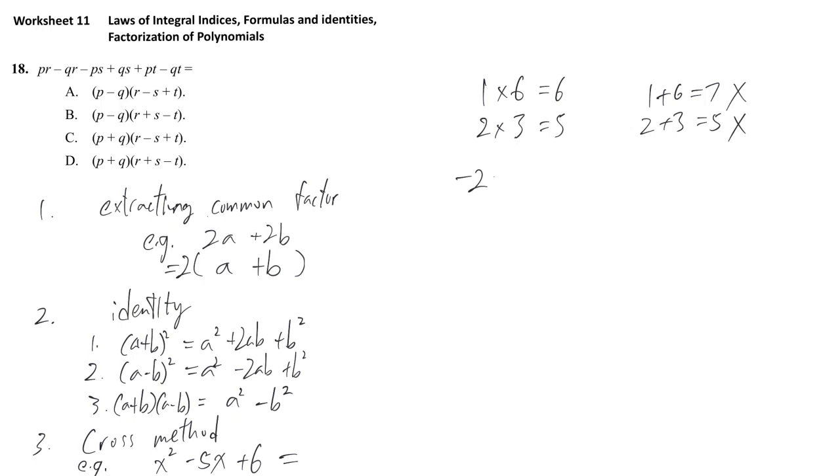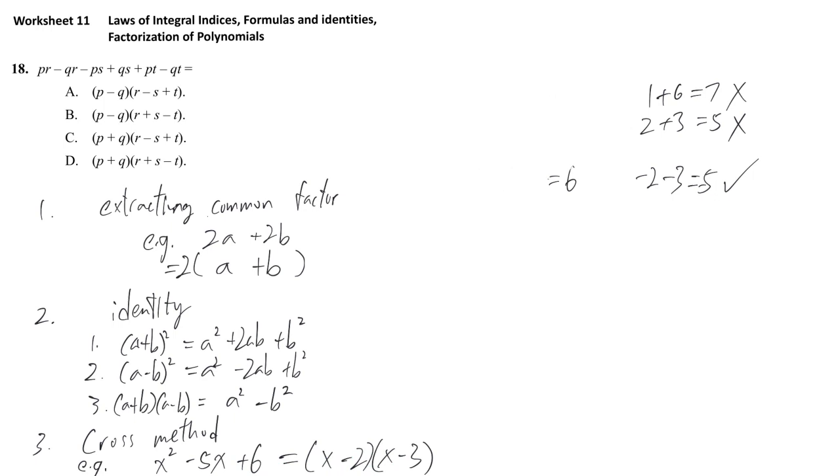So I consider -2 times -3 is equal to 6. And then -2 minus 3 at the same time is equal to -5. So this is our target. Then we can factorize it like x minus 2 at the same time times x minus 3. If you expand this one, you will get back this one, which means that your guessing is correct. This is the cross method. Basically, it's by trial and error.